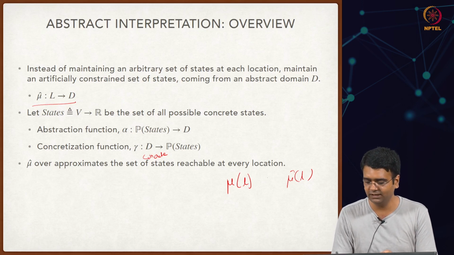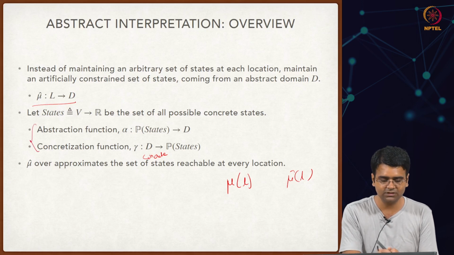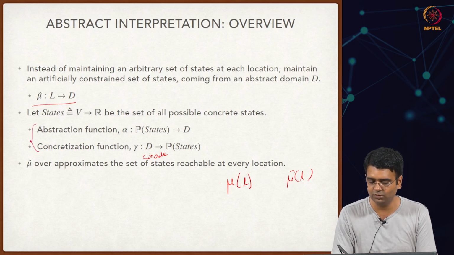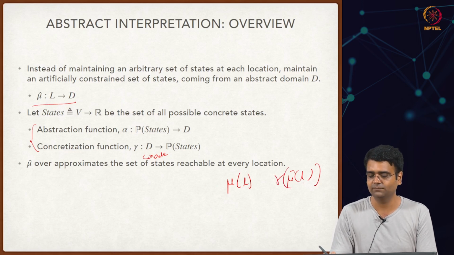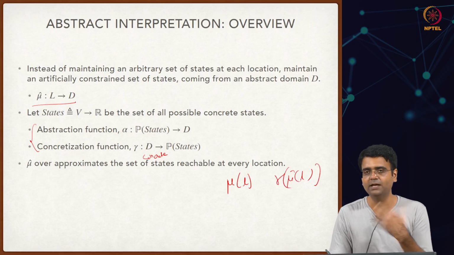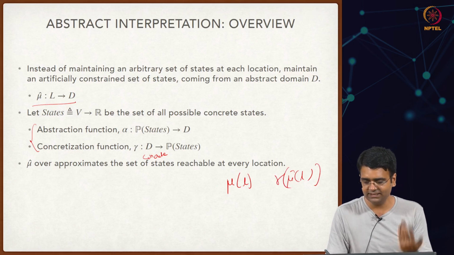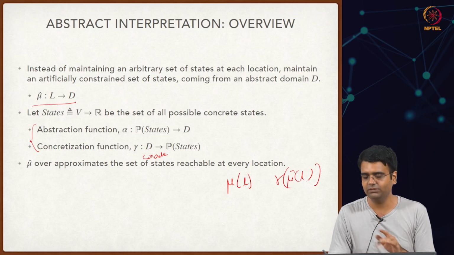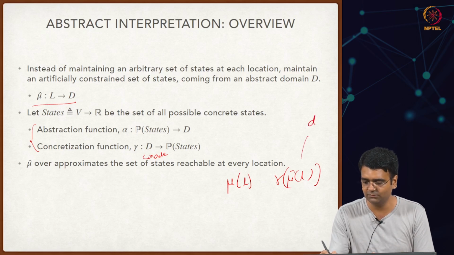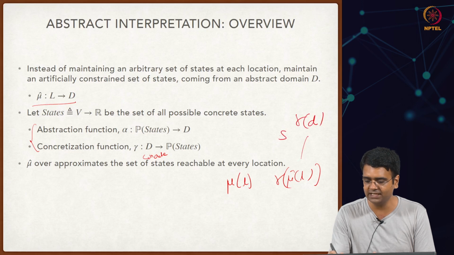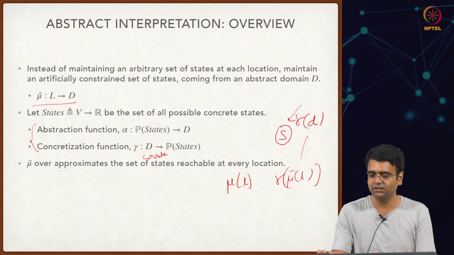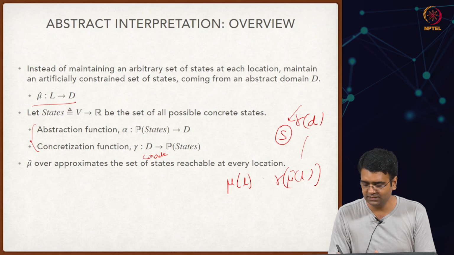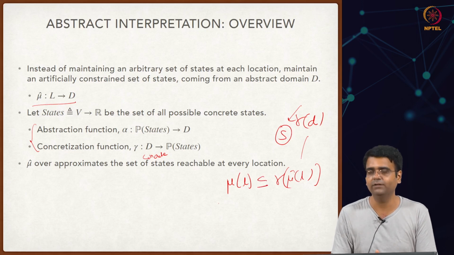So I can define the relationship between these two using the abstraction and the concretization functions. In particular, if I concretize this mu hat of L, which remember is an element of the abstract domain, I am essentially saying what are the set of concrete program states which are associated with this element of the abstract domain. So this mu hat of L is going to be, let's say, some D. I'm going to ask, what are the actual set of program states which are associated with this element D, and this must be a superset of mu of L.